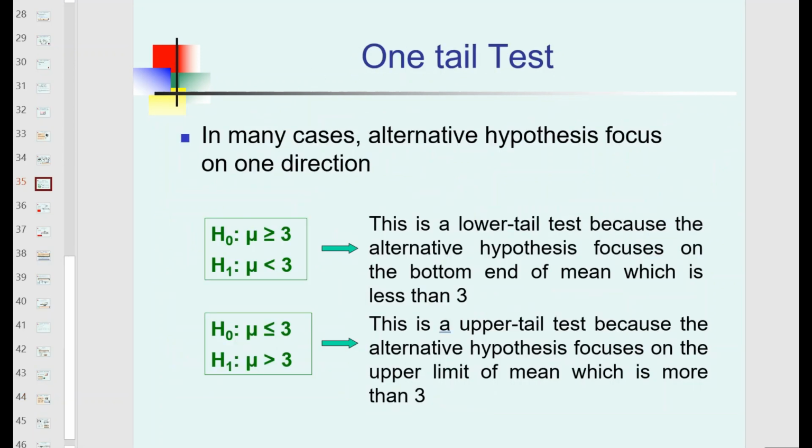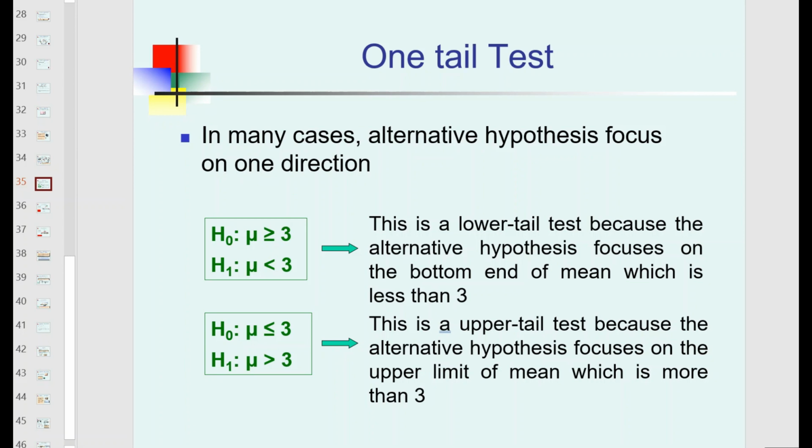Okay, so just now is two tail test, one tail test. In many cases, as you saw just now, your alternative hypothesis is not equals to, so it falls into two tails, one on the negative and one on the right side. Okay, so in many cases, the alternative hypothesis can focus in only one direction, which is a one tail test.